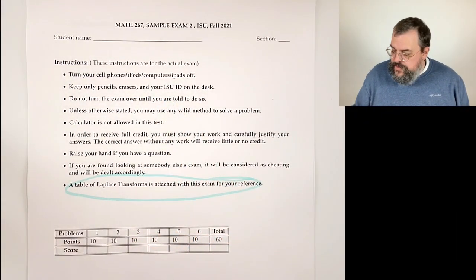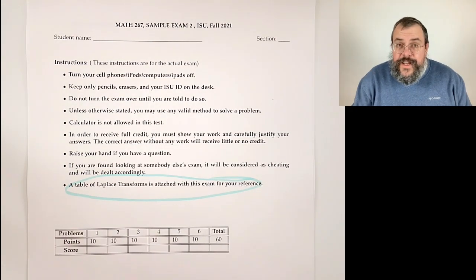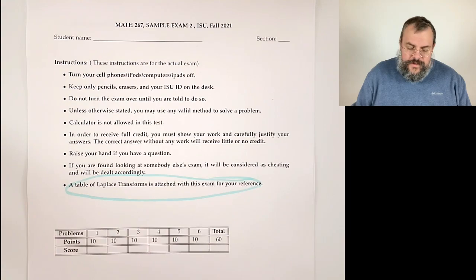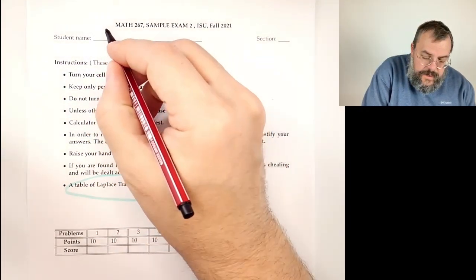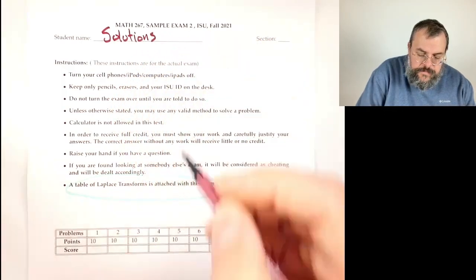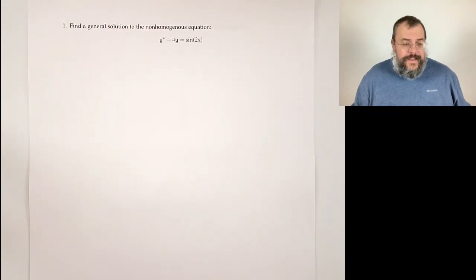But, same old, right? Turn off your cell phones, clear off your desk. Calculator's not allowed. That's all right. We don't need calculators. We can do this. So let's write our name. We'll say that our name today is Solutions. And let's get going.